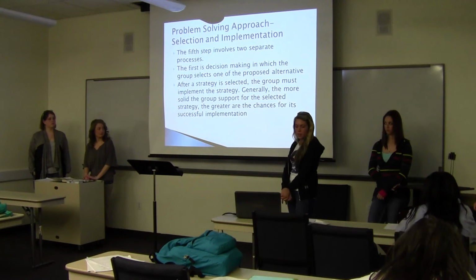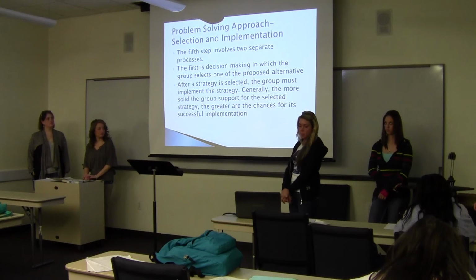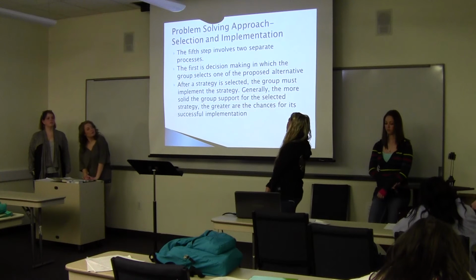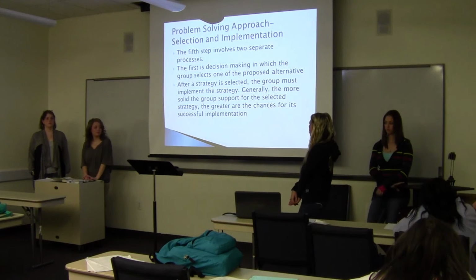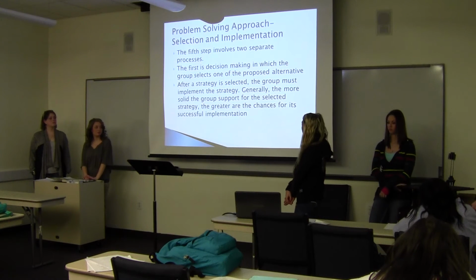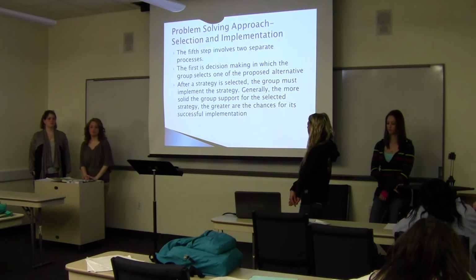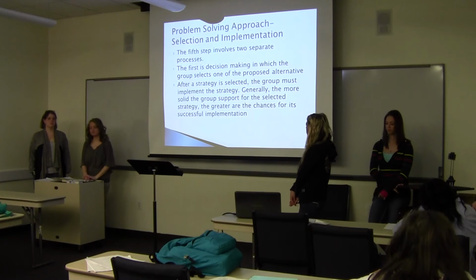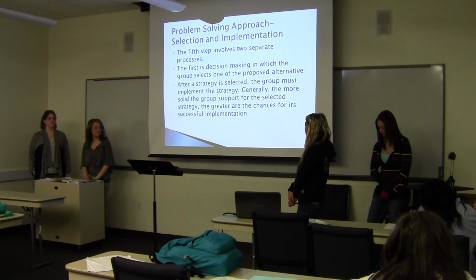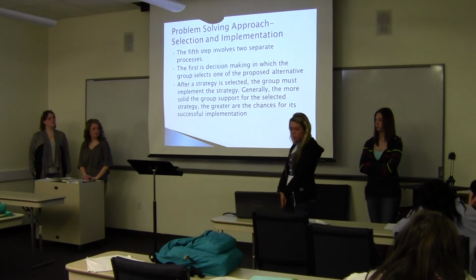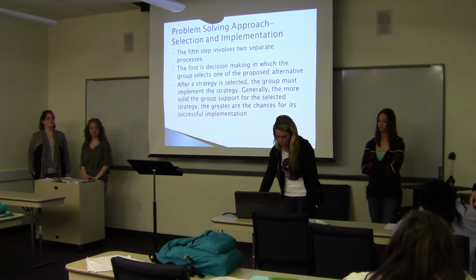Selection and implementation. The fifth step involves 2 separate processes. The first is decision making, in which the group selects one of the proposed alternative strategies. After the strategy is selected, the group must implement the strategy. Generally, the more solid the group's support for the selected strategy, the greater are the chances for its successful implementation.